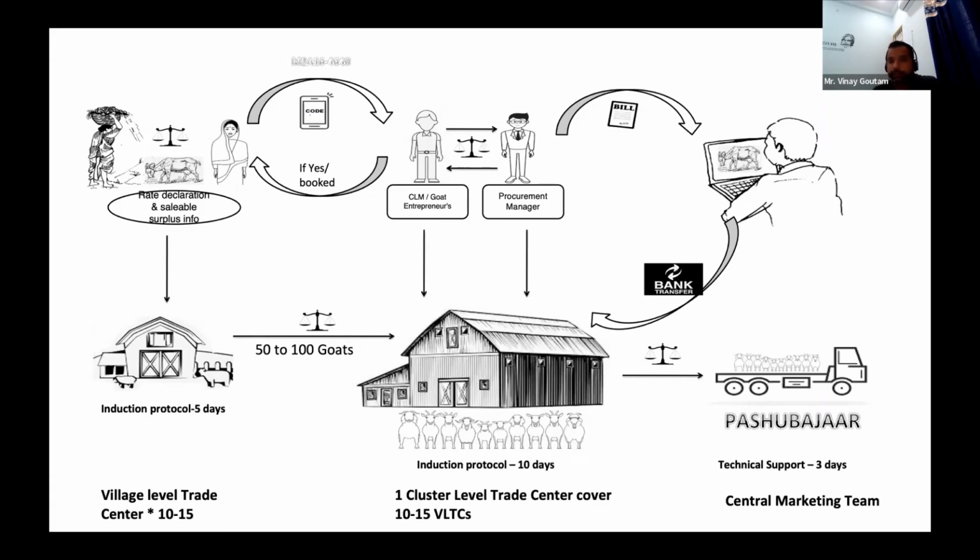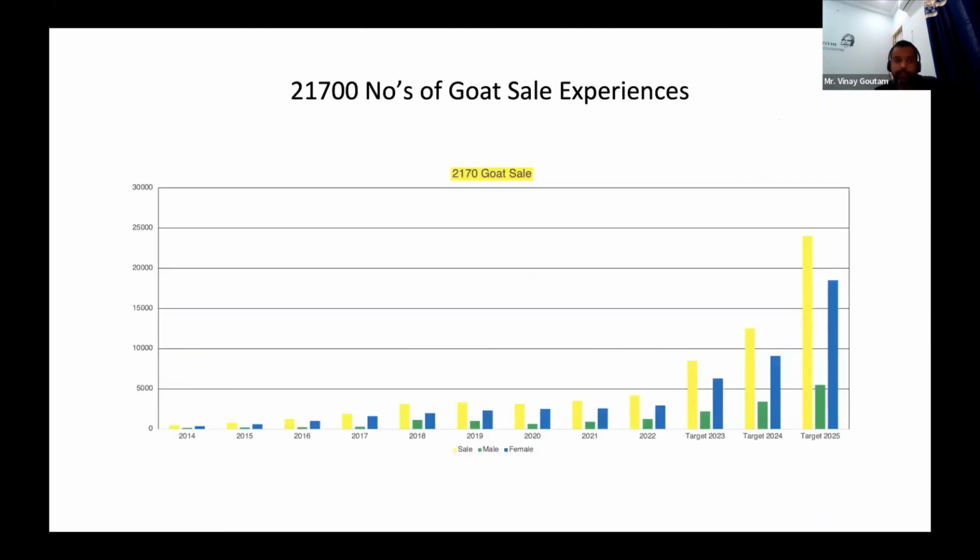During this process, the procurement manager provides the bill to the Pashu Bazaar, which is the central marketing team, and the central marketing team provides all the funds as per actual live body weight to the account of the cluster level trade center. The cluster level is managed by the CLM or goat entrepreneur, and the village level trade center is managed by the Pashu Sakhi or the husband of the Pashu Sakhi. This is the whole model. With this model, we have sold around 20,000 goats till date.